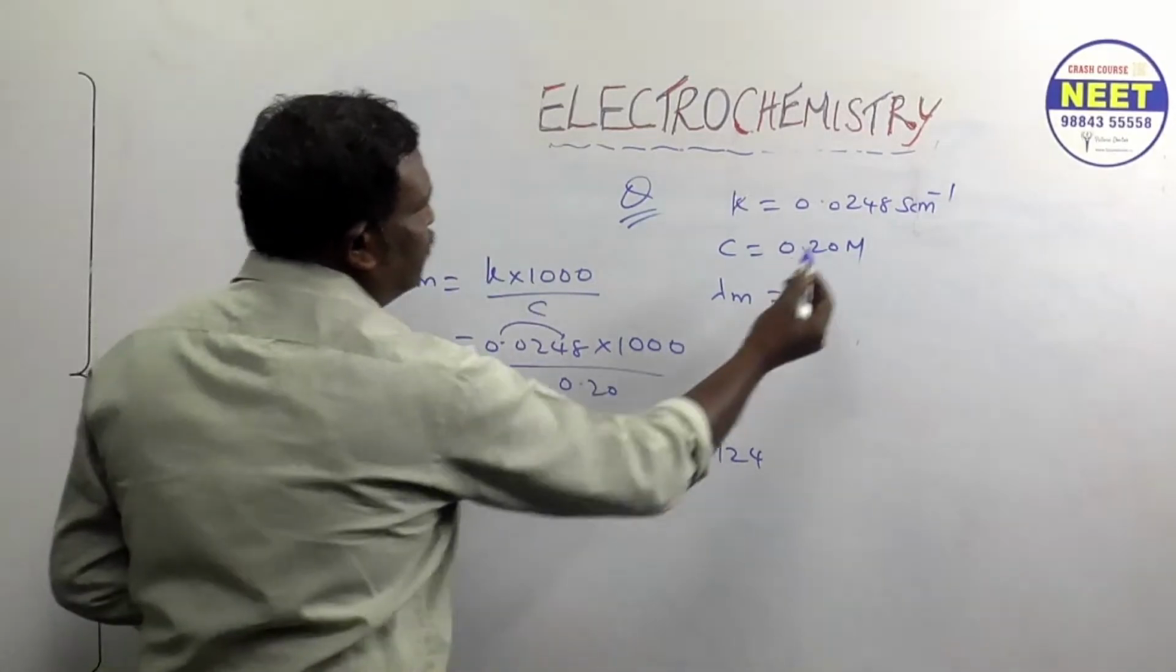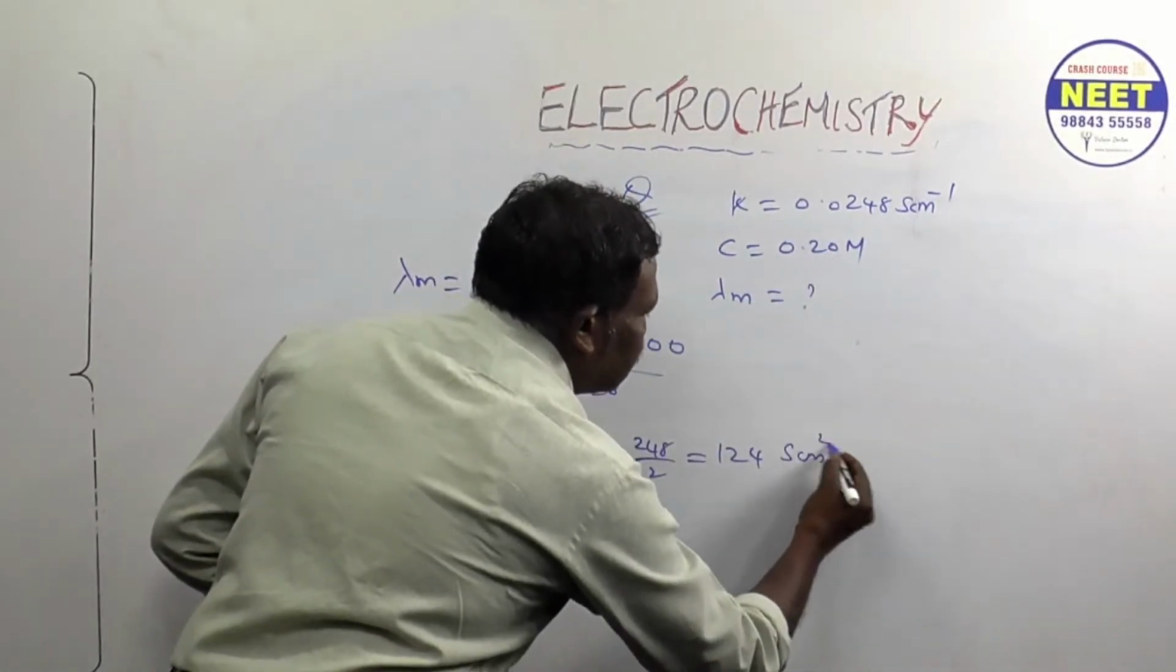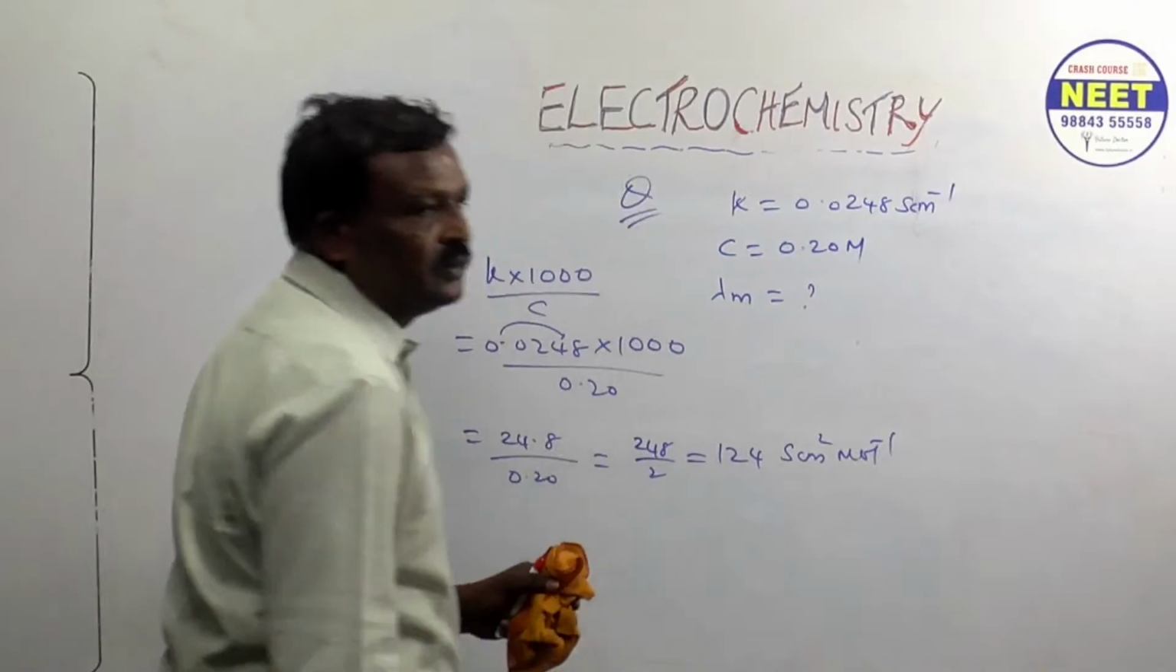What's the unit? Centimeter, no. Siemens centimeter square mole inverse. Write fast.